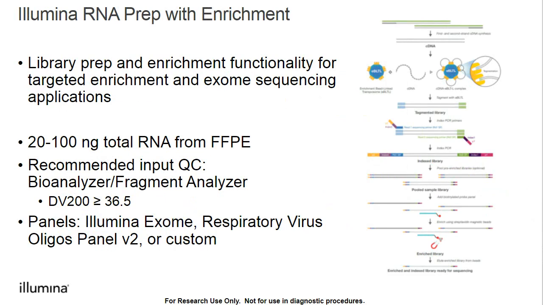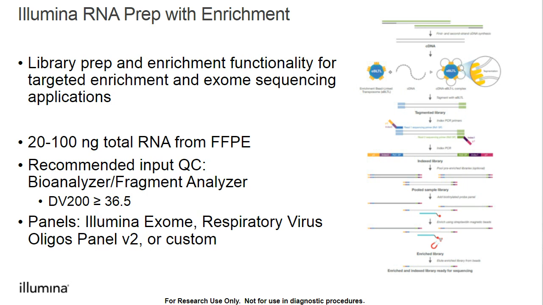Moving on to our enrichment option. So we have Illumina RNA Prep with Enrichment. This is, again, one of our newest RNA library prep kit options. And this actually uses a pigmentation-based assay to construct the library before the enrichment portion. And so we need 20 to 100 nanograms of RNA from our FFPE.